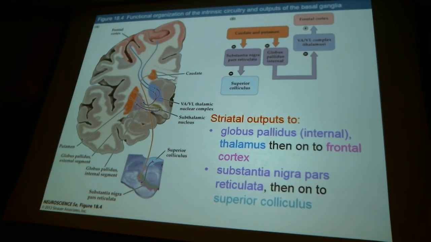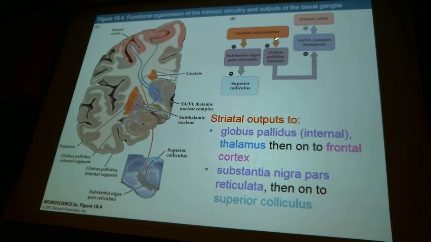Okay, the outputs are from the caudate and putamen to the next level, in particular the globus pallidus internal segment. So putamen right here goes to the next segment. So it goes to the internal segment. It shows the external segment here. We're going to talk about that in a minute. It's not wrong, but we're going to ignore it for just a minute.